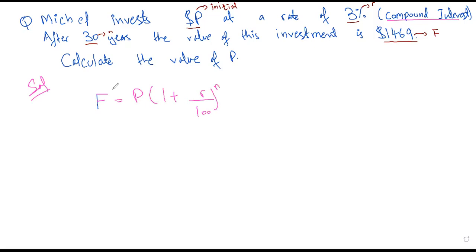So what is F? F is 1469. I need to find P because this is the initial amount. This was the final amount. 1 plus what is R? R is 3 divided by 100, to the power n is 30. So what would be the answer? I want an answer from every student. Please do this and tell me the value of P. It's simple maths.